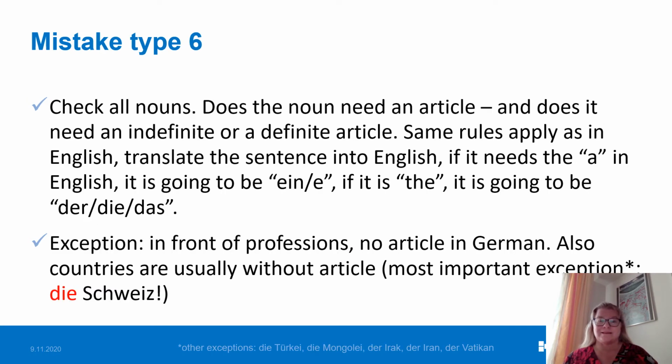Mistake type 6. Check all nouns. Does the noun need an article, an indefinite or a definite article? The same rules apply as in English, so translate the sentence into English. If it needs a in English, it is going to be ein, eine. If it is the, it is going to be der, die, das. Of course, there are some exceptions. In front of professions, no article in German. So I say, ich bin Lehrerin.